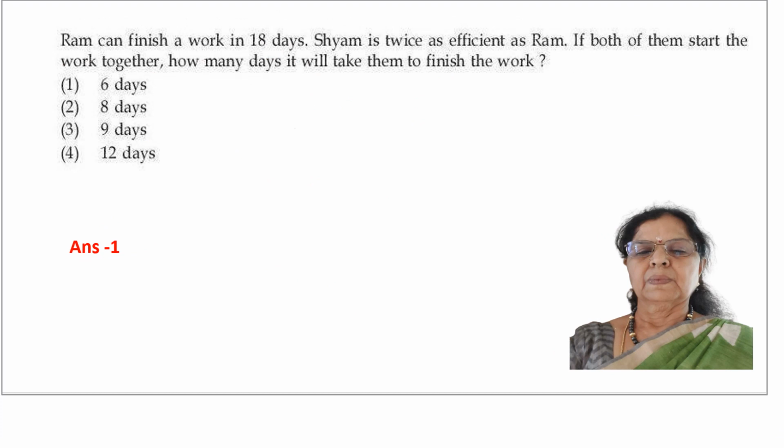See here, look at the question. Ram can finish the work in 18 days. And Shyam is twice as efficient as Ram. That means twice as efficient means he can finish it in 9 days. Isn't it? Ram can finish it in 18 days, but Shyam is twice as efficient. That means he can finish it in half the days, so 9 days. If both of them start the work together, how many days will it take them to finish the work?